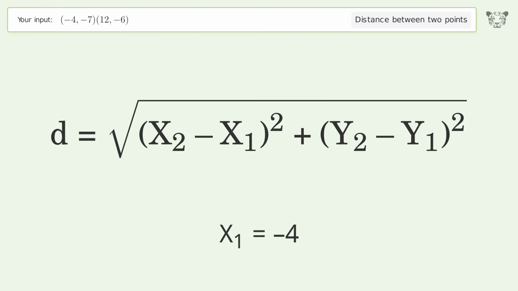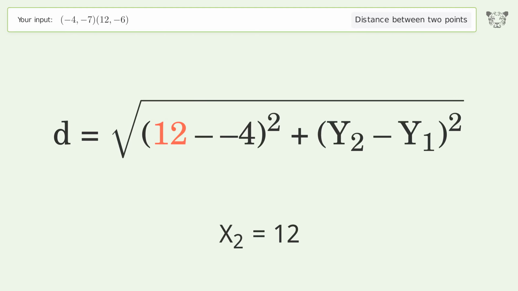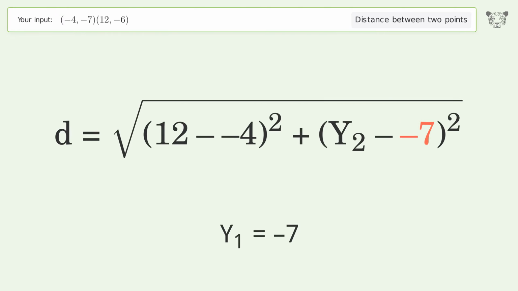x1 equals -4. x2 equals 12. y1 equals -7. y2 equals -6.